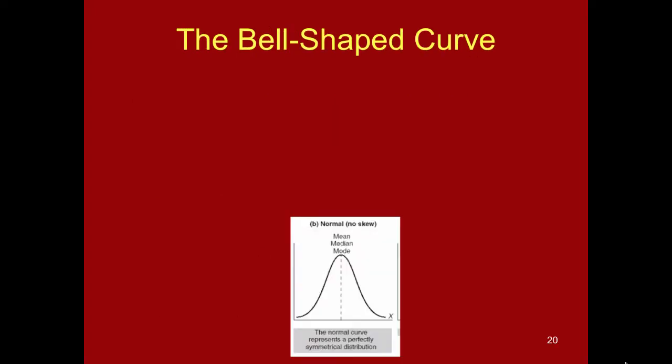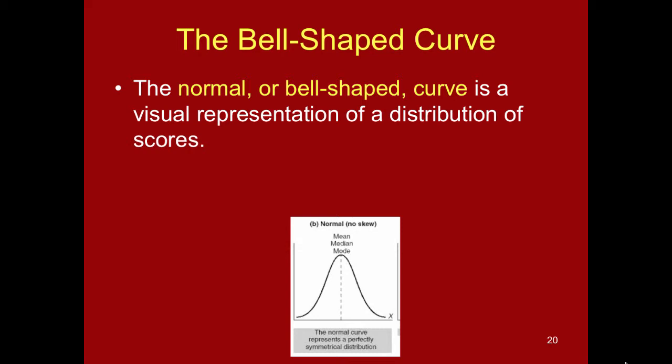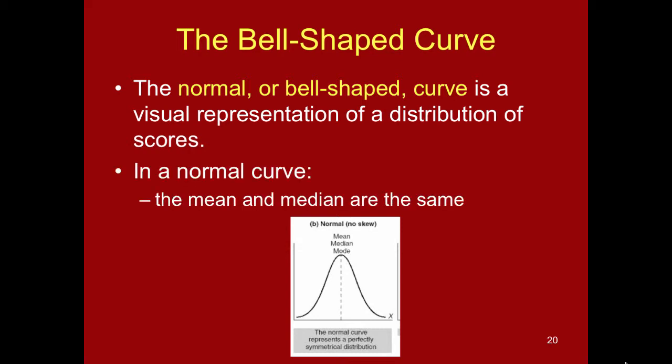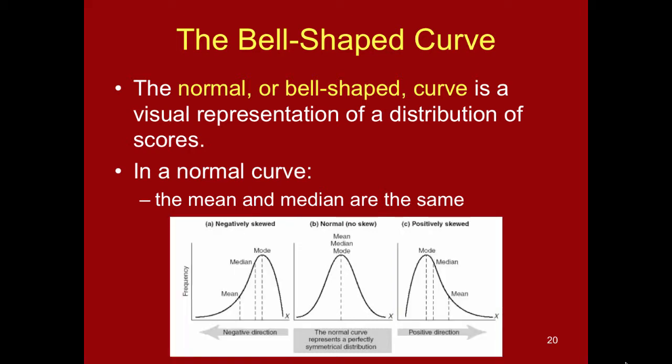Now that we have calculated the measures of central tendency and the measures of variability, what happens when we put them all together? In a normal distribution, we would get a visual representation shaped like a bell. This representation is called a bell-shaped or normal curve. In a normal curve, the mean and median are the same. In a case where these two measures are not the same, then the curve would be skewed to one side.